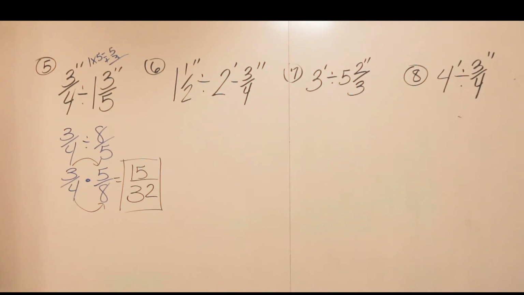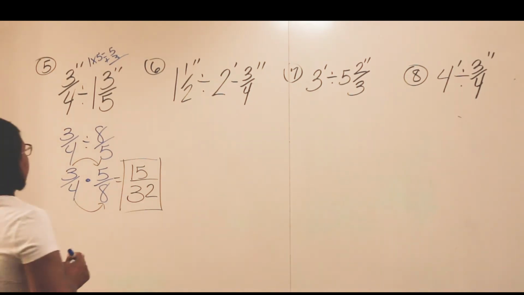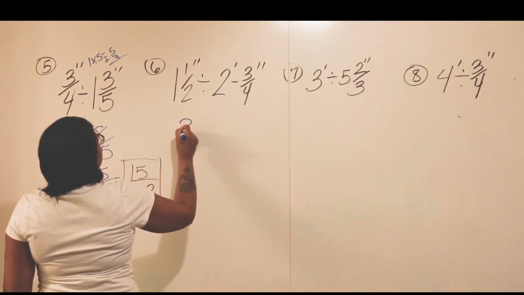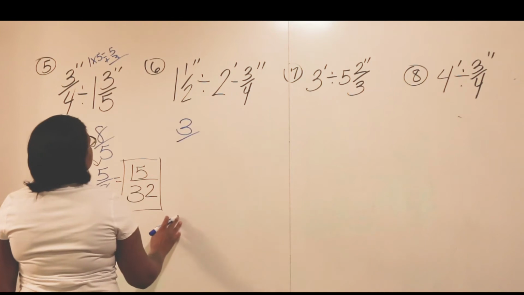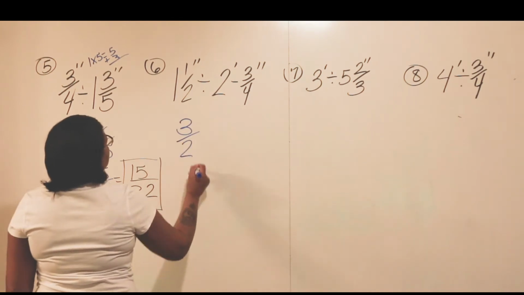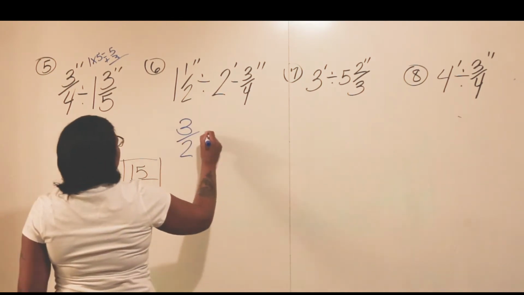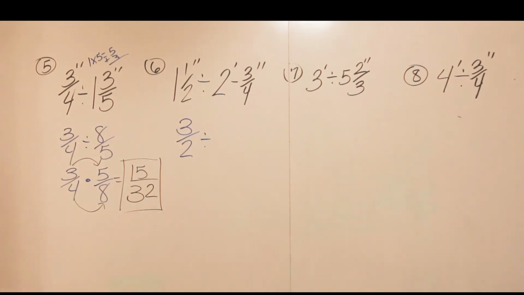1 times 2 plus 1. So we got 3 over 2. The denominator stays the same. Divided by, we got 2 feet 3/4 inches.